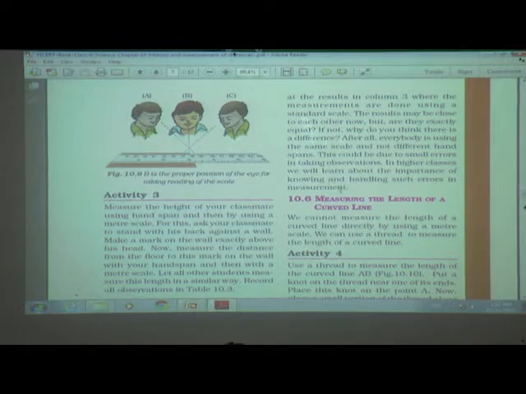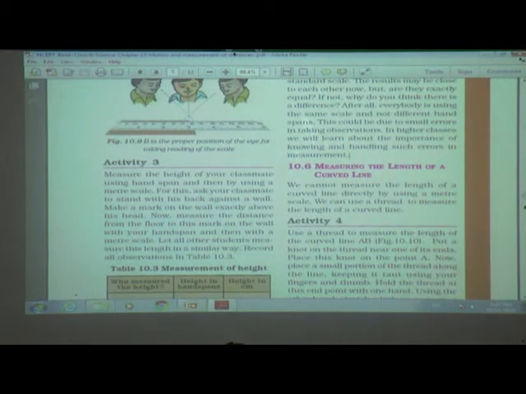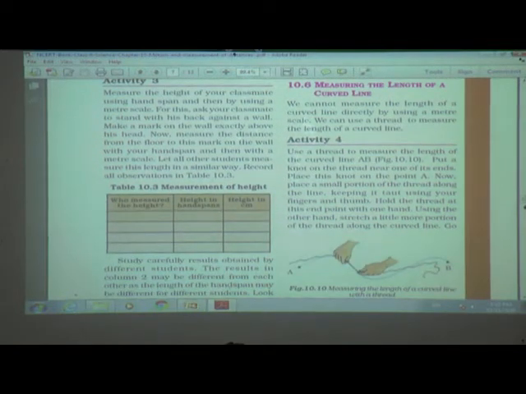So students, here we are measuring the length of a curved line. We cannot measure the length of a curved line directly by using a meter scale, isn't it? So we can use a thread to measure the length of a curved line. How to measure it? See here, they have given Activity 4. Use a thread to measure the length of the curved line AB. Put a knot on the thread near one of its ends. Okay, like this. See, you can see here.